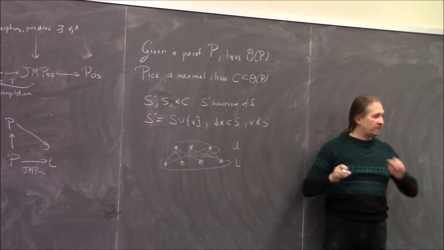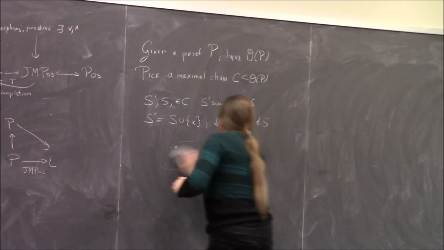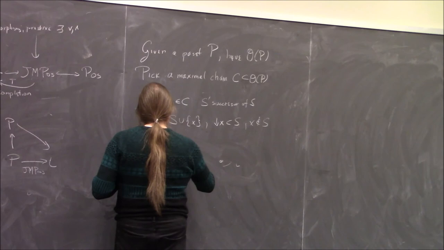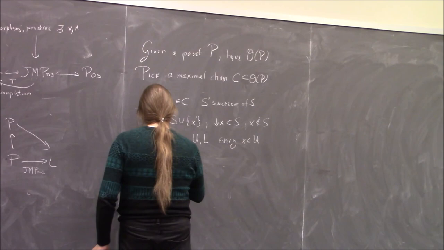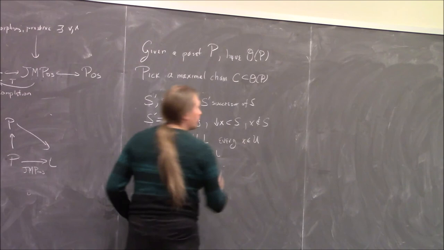All right, so I have two such anti-chains. Let's have an anti-chain U and an anti-chain L, where every X in U covers every Y in L, like the one I drew. All right?